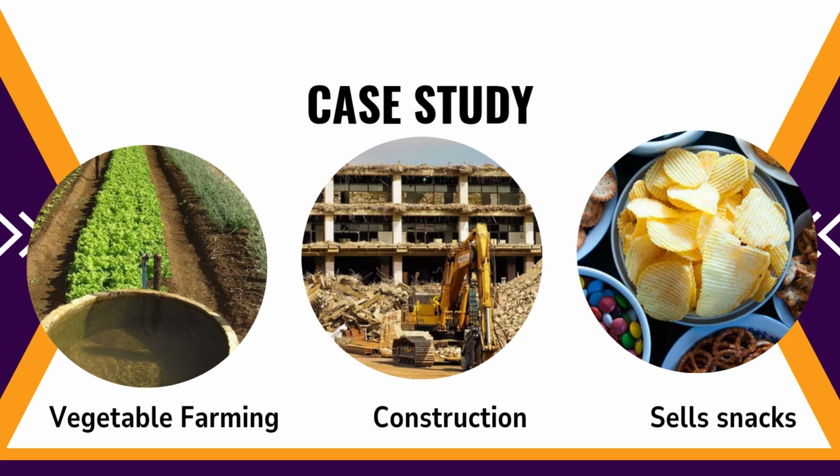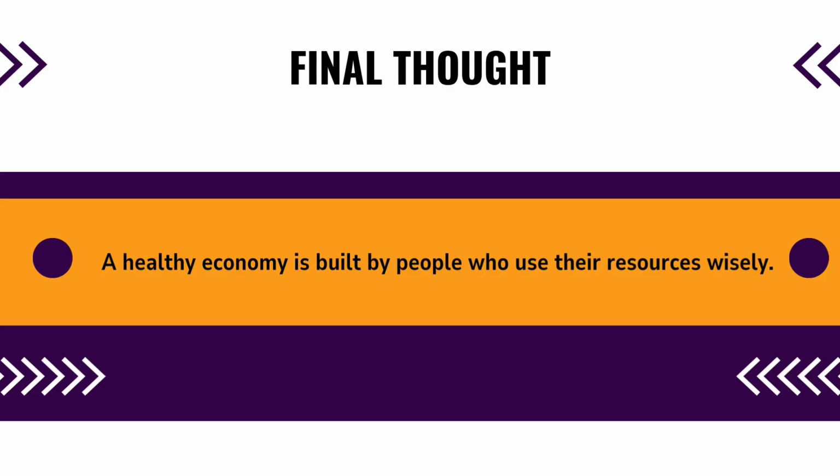Let's look at Maria's story. Her family farms vegetables, that's in the primary sector. Her father works in construction, which is in the secondary sector, and her mother sells snacks, which is in the tertiary sector. The stall is part of the informal economy. The family faces challenges like unstable income and no legal protection. The government can help by providing infrastructure, skills and training, and small business support.